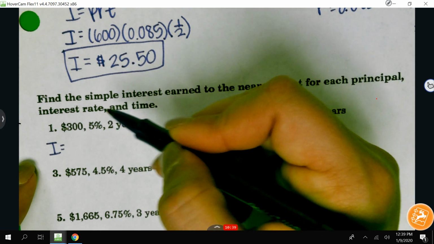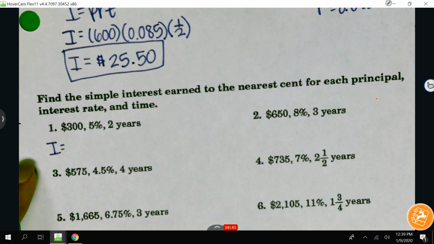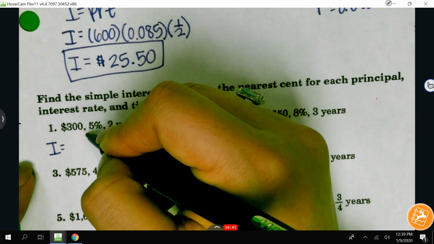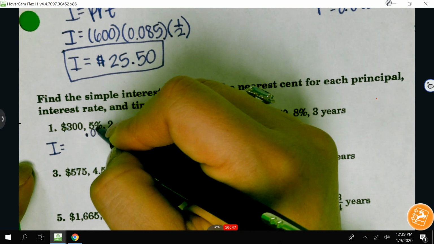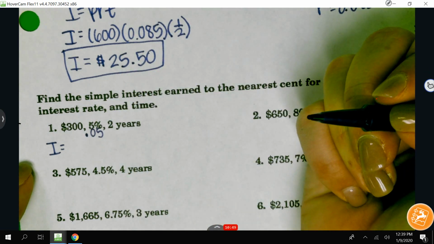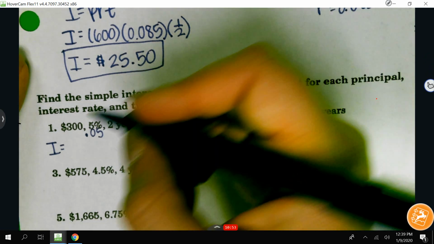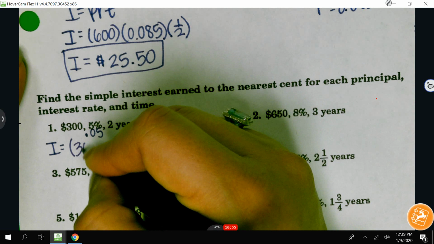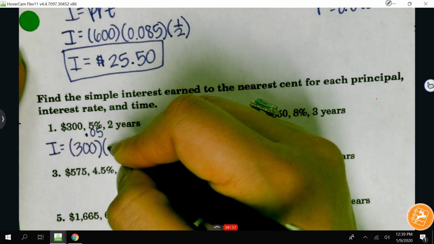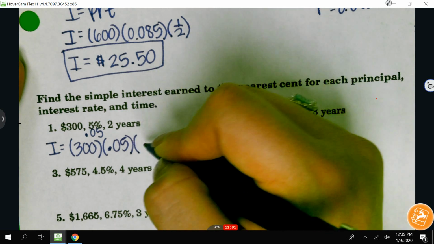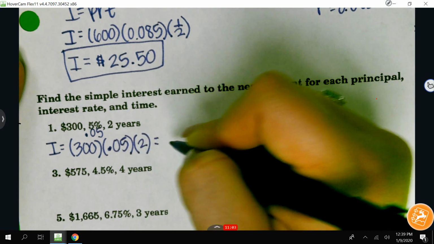Yes, this decimal, right? You got to change that percent, that R, into a decimal. So what does 5% become? 0.05, right? Because you move it 2 places to the left. So that means I equals 300 times 0.05, and then 2 years, it's already in years, so you don't have to do anything to it.